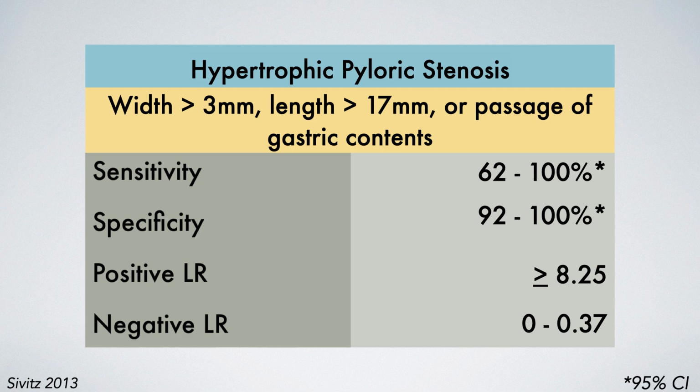Unfortunately, I was unable to find a large systematic review or meta-analysis for ED providers in their performance of POCUS to identify pyloric stenosis. However, I did find a study that compared ED providers and radiology providers. In this prospective study, all of the ED providers identified pyloric stenosis or no pyloric stenosis correctly. So the sensitivity and specificity were 100%. However, when we look at the 95% confidence intervals, we can see that the sensitivity ranged from 62% to 100%, and the specificity ranged from 92% to 100%.